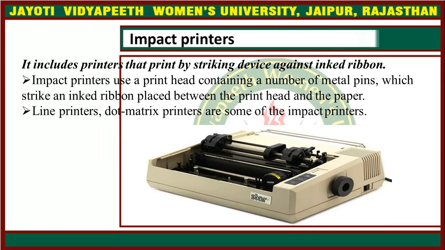Now come to the impact printers. It includes printers that print by striking devices against an inked ribbon. Impact printers use a print head containing a number of metal pins which strike an inked ribbon placed between the print head and the paper. Line printers and dot matrix printers are some of the impact printers. You can see there is a ribbon which this strikes, and the paper on which it imprints the words, characters or document.